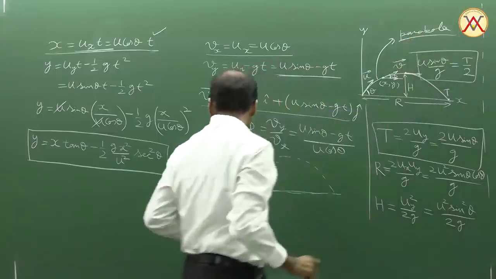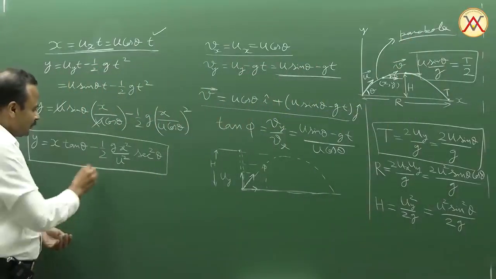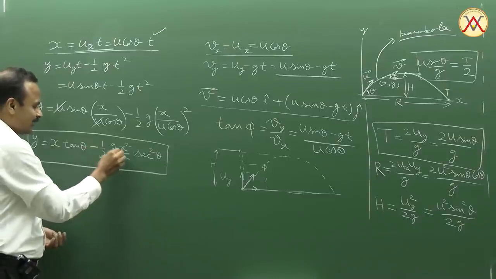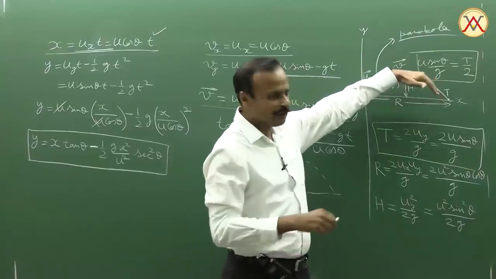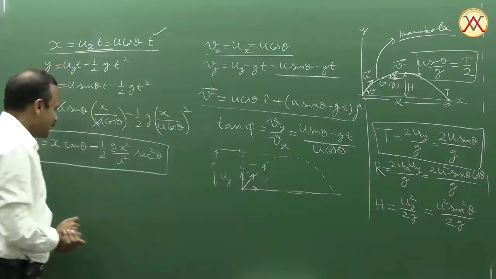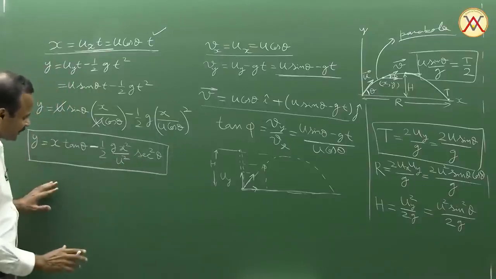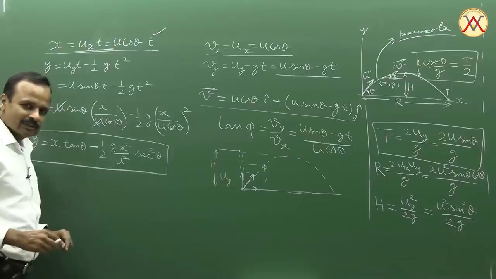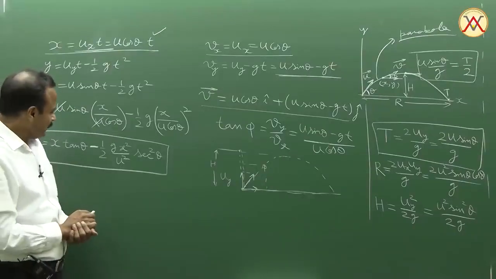So the trajectory of a projectile is a parabola, and you can see the coefficient of x square is negative, so this is an inverted parabola, the parabola opening in the downward direction. All right. Now this is the equation of trajectory, but many times we use one simplification for it.